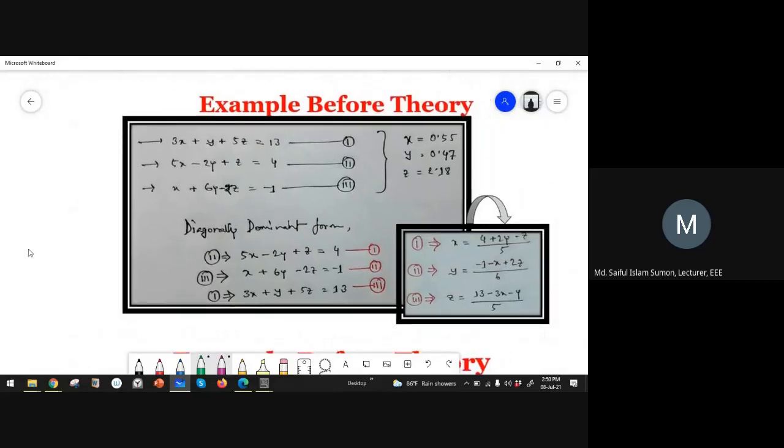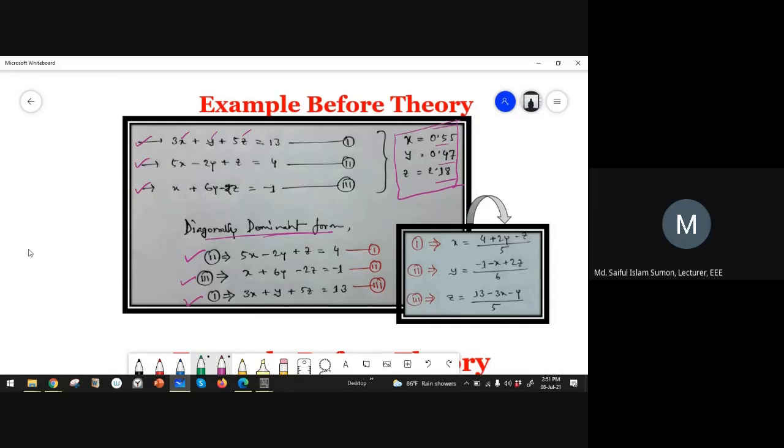Now one example has been taken where equation number 1 is this, 2 is this, 3 is this, and you can see 3 unknowns are there. And the solution is something like this. Already, suppose by calculator, I have found the solution something like this. Now, at first, I need to find the diagonally dominant form. For that, if I just simply shift these equations, suppose equation number 2 is given first, then 3, then 1, then you will be able to see that it has got the diagonal dominant form.